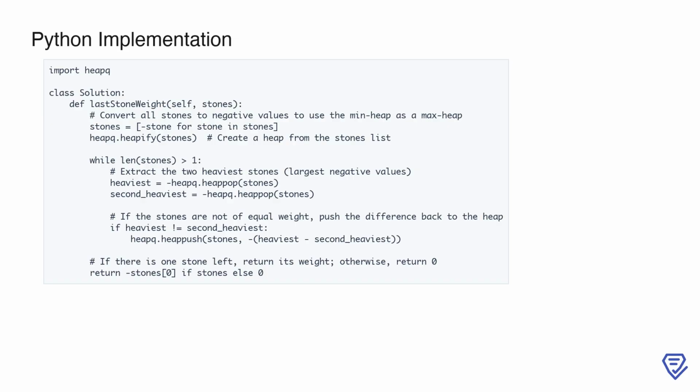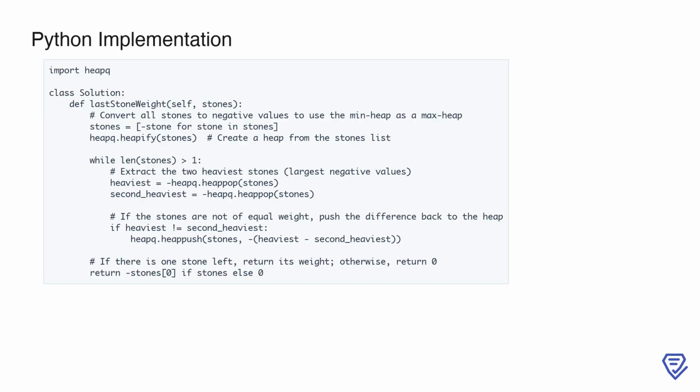First, the input list stones is converted to a list of negative values. The heapq.heapify function is then used to transform this list into a valid heap structure. The heap ensures that the minimum element, the most negative, is always at the root, which corresponds to the heaviest stone. Inside the while loop, which runs as long as there are at least 2 stones in the heap, the 2 largest stones are retrieved using heappop.